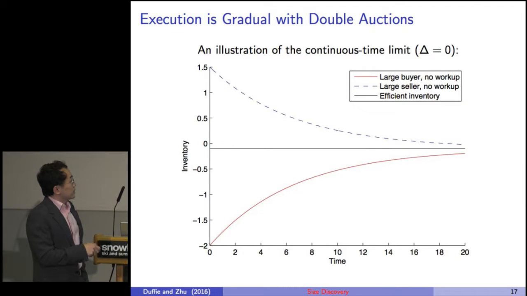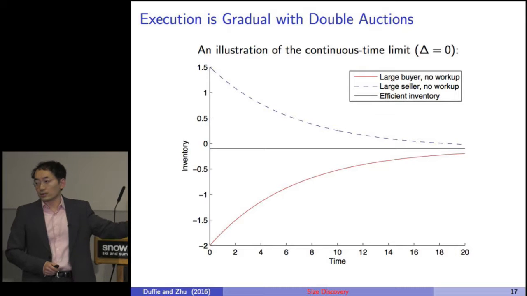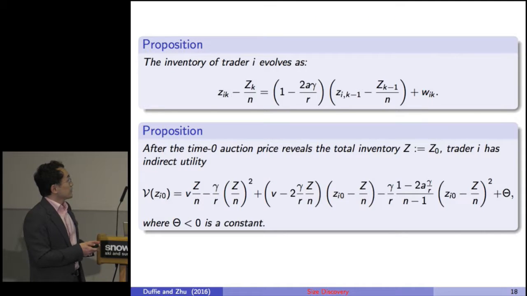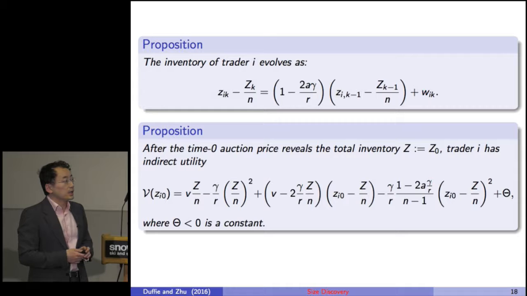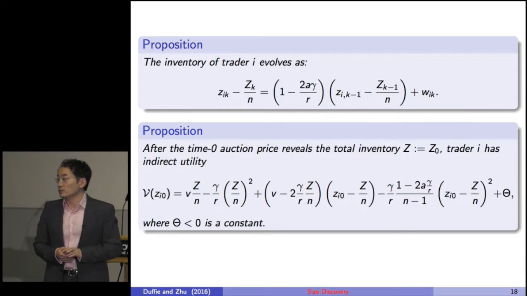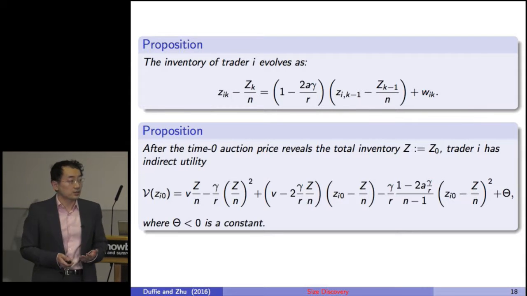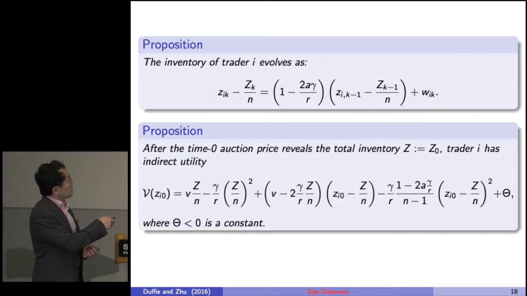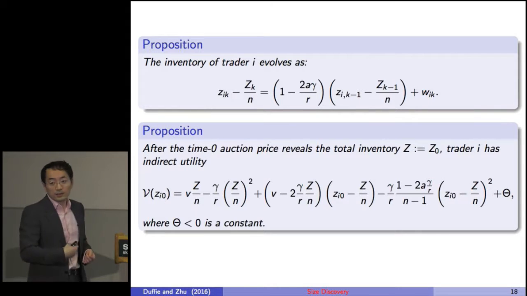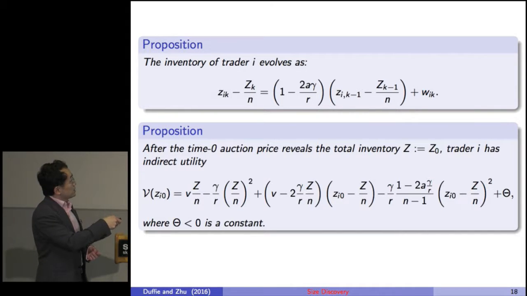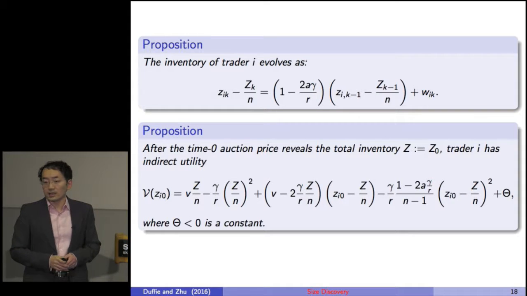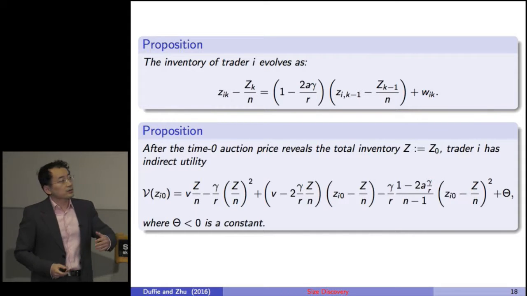Now again, this is the inventory path solved by pushing delta to 0. Because the model is fully tractable, we can in fact write down the evolution of inventories as well as the continuation value. So the evolution of inventory goes like this. How far I am in this round from my efficient allocation is equal to how far I was in the last round multiplied by a constant plus an inventory shock. All of those could be integrated out, right, because that's all in closed form.